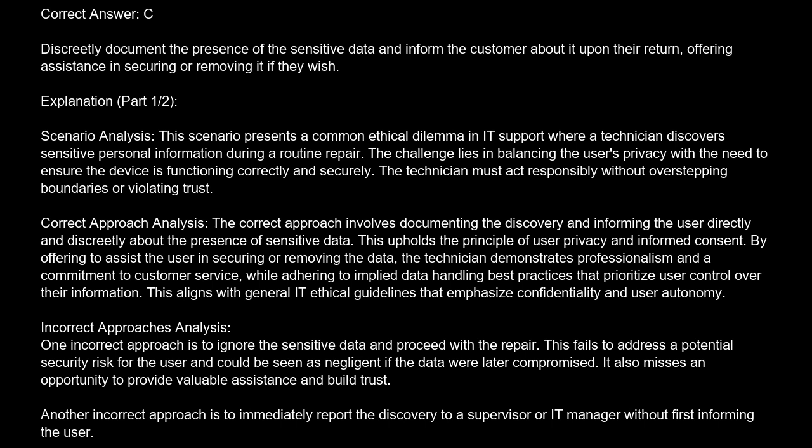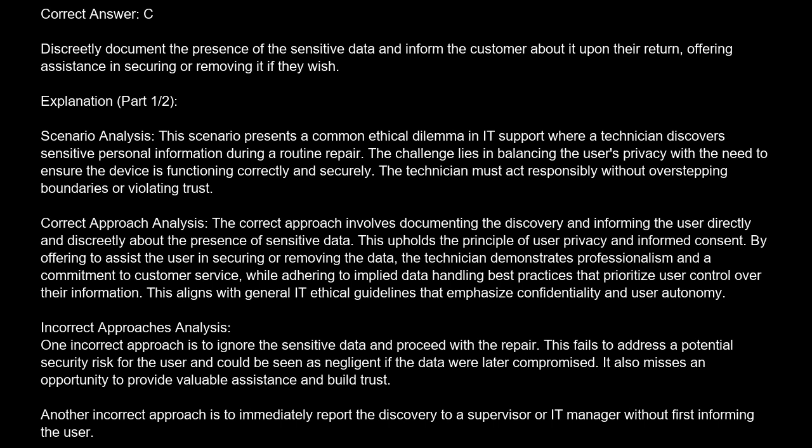Correct approach analysis. The correct approach involves documenting the discovery and informing the user directly and discreetly about the presence of sensitive data. This upholds the principle of user privacy and informed consent. By offering to assist the user in securing or removing the data, the technician demonstrates professionalism and a commitment to customer service, while adhering to implied data handling best practices that prioritize user control over their information. This aligns with general IT ethical guidelines that emphasize confidentiality and user autonomy.